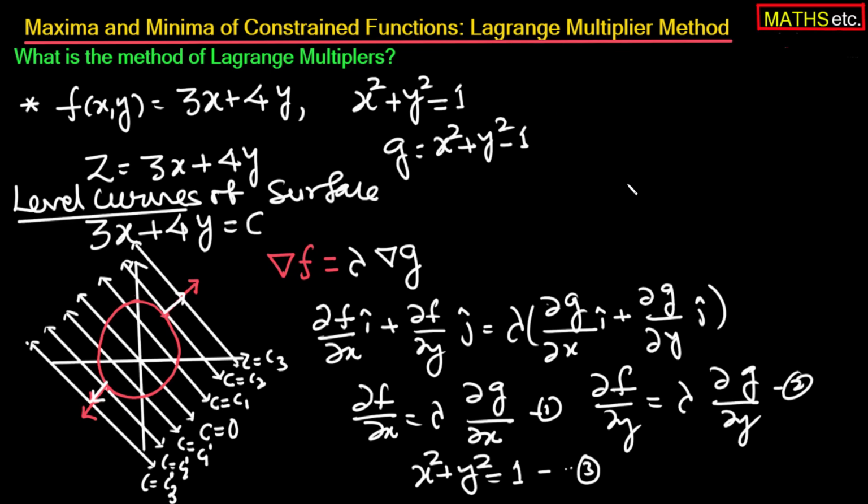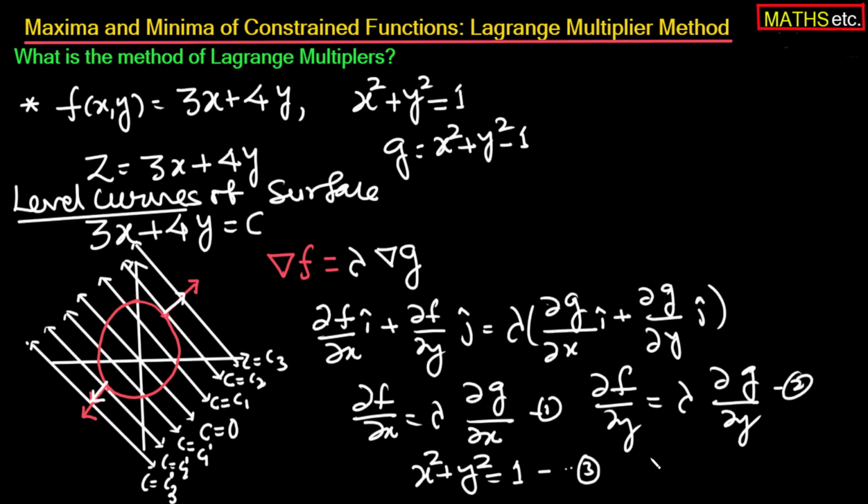So how does the Lagrange multiplier method work? At the points of maxima and minima, this equation holds: gradient f is equal to lambda gradient of g, where f is the function at which we have to find the maxima and minima. This equation is actually a couple of equations given by equation number 1 and equation number 2. Now we have to find the points at which the function has a maxima or minima, so we need x, y values. We get these points by solving equations number 1, 2 and 3.